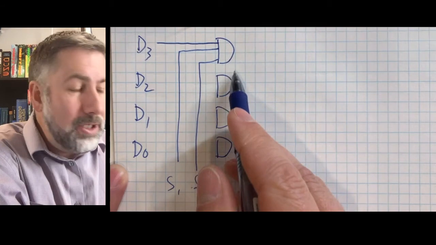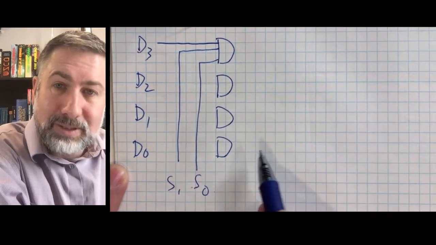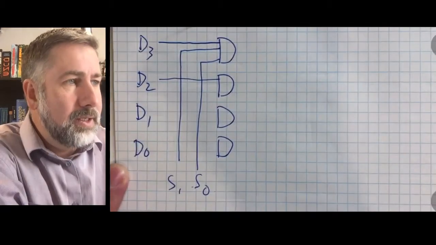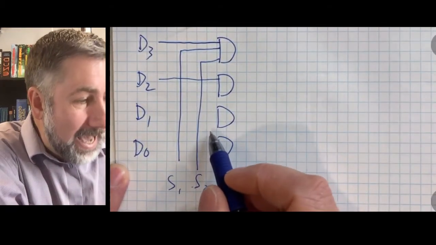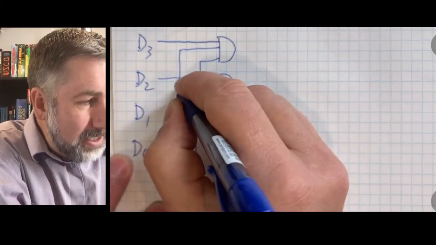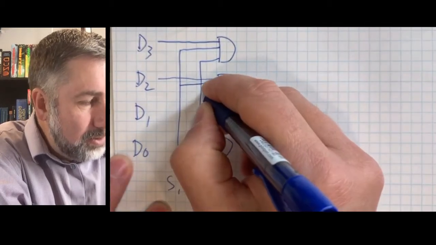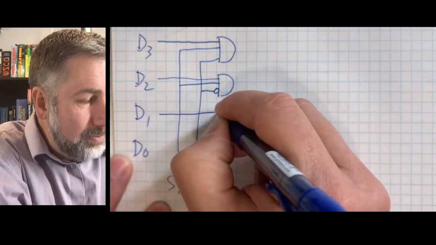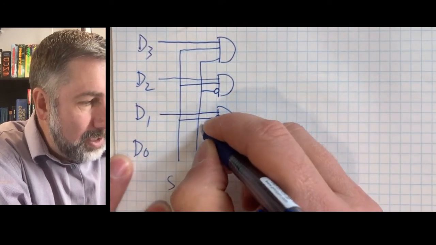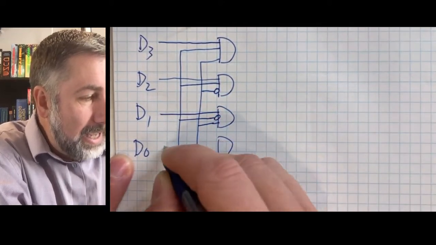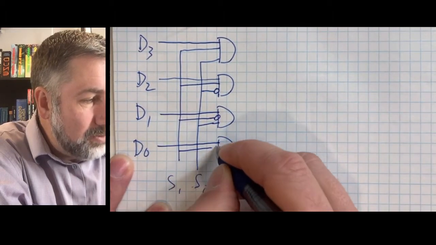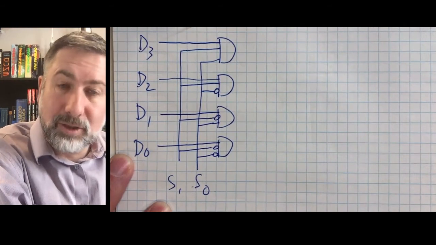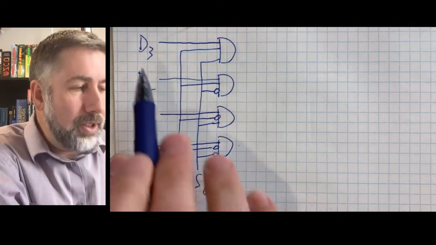And we don't want any of these to be active, but that'll take care of itself because each of these is being selected by a minterm. So D2 is going to be active when S1 is active and S0 is not. D1 will be active when it's S1 prime, S0, and D0 will be active if it's S1 prime, S0 prime. Those are the 4 minterms, each ANDed with an input combination.